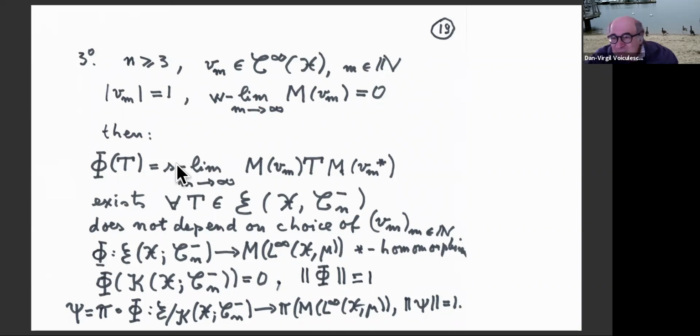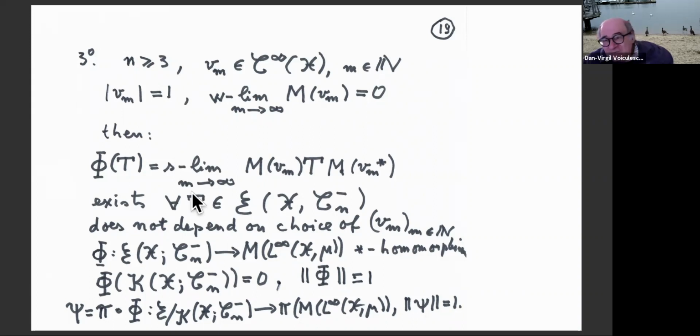Then the first result, which is kind of a generalization of the Kato-Rosenblum theorem, is that the strong limit of conjugating T, any operator in the commutant modulo I, by these unitary multiplication operators, M_Vm T M_Vm star, exists for every T. These are generalizations of the so-called generalized wave operators.